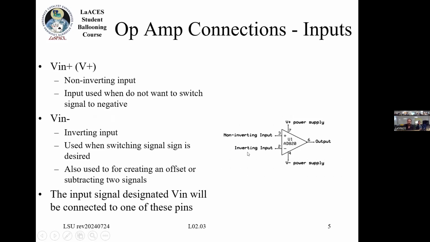But also, you can do addition and subtraction of 2 signals, so you can get the difference between the 2 of these, or you can add them together. In those cases, you'll feed the signal you're subtracting into the negative input. If you're trying to get an offset, so you want to shift the entire signal up or down, you will feed it into the inverting input if you want to shift it down. If you want to shift it up, you usually just add a second signal into the non-inverting input.